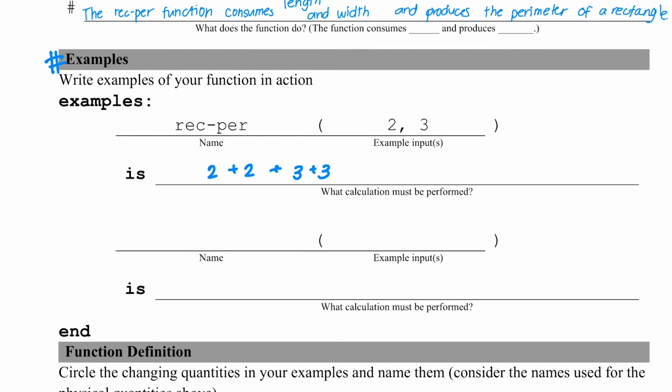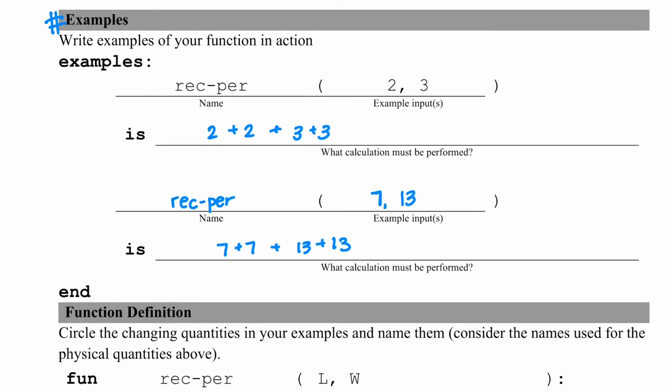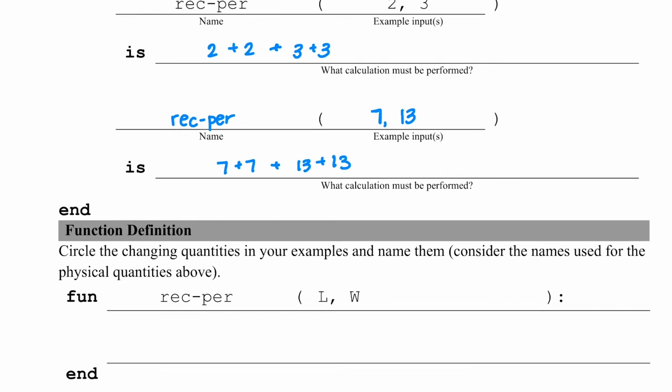And now we are going to do the rec-per, which is the name of our function, and our example inputs. Now we can do 1 and 5, which is the example that was given to us, or we could do other numbers, okay? Maybe we could do 7 and 13. So we're going to put 7, our short sides first together, and then our long sides. So we're just going to do 7 plus 7 plus 13 plus 13. And then don't forget to type in the end when you do this into Pirate.